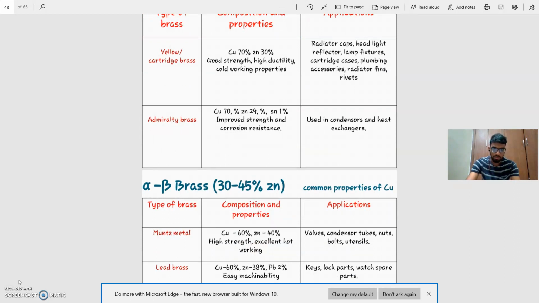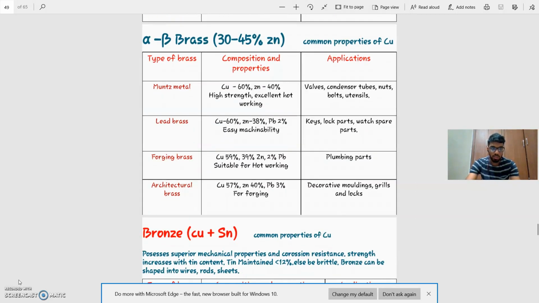Admiralty brass. It consists of copper 70%, zinc 29%, Sn 1%, with improved strength and corrosion resistance. They are used in condensers and heat exchangers. And the next one is alpha beta brass. It consists of 30 to 45% of zinc.